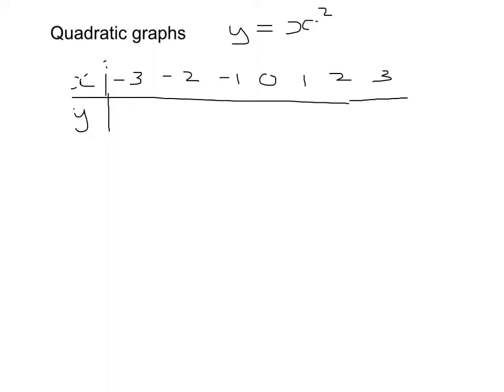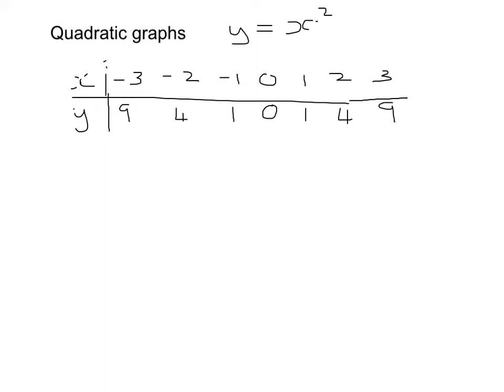So when x is negative 3, y is negative 3 squared, which is 9. When x is negative 2, y is negative 2 squared, which is 4. Negative 1 squared is 1. 0 squared is 0. 1 squared, 2 squared is 4, and 3 squared is 9.